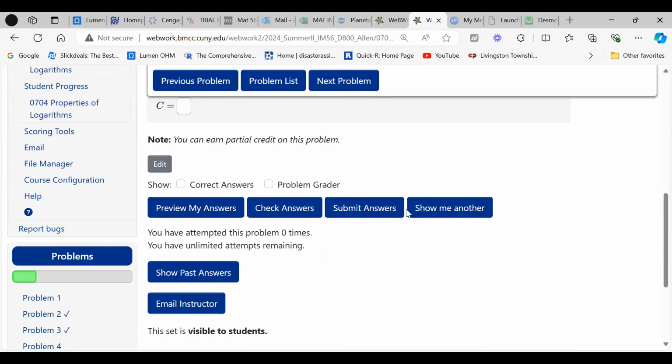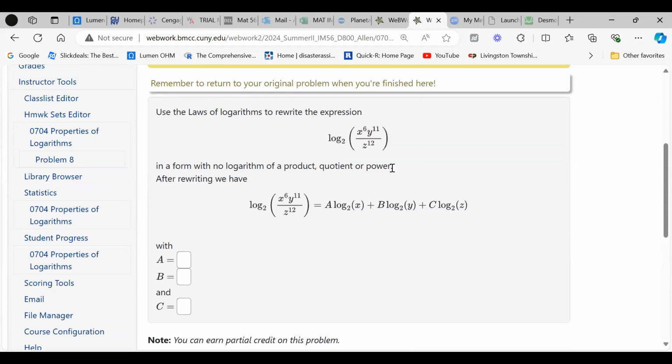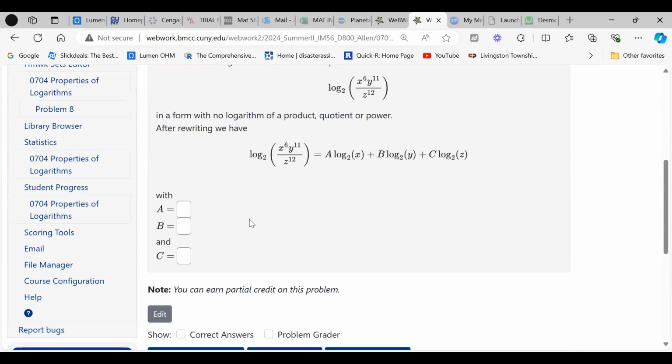Okay, you can quickly try this one. We get this exponent form now, and you want to convert it back to the expanded form, and find a, b, and c.